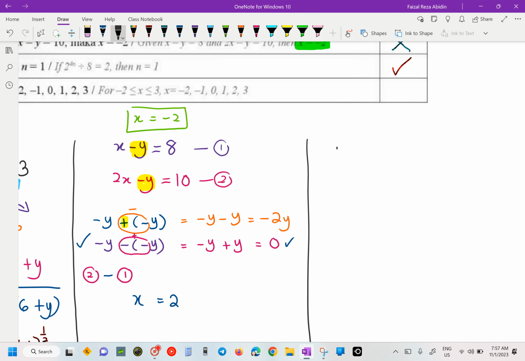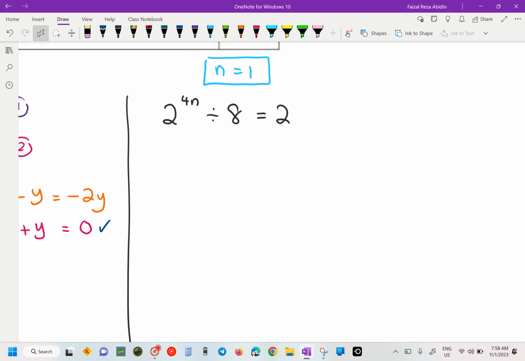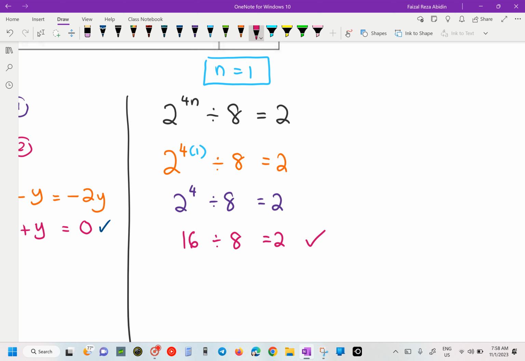Okay. What we have over here? 2 to the power of 4n divided by 8 equals to 2. The question gave to us what? n equals to 1. This one is given by the question, isn't it? Okay. So we are going to determine, is it true or false? So what I'm going to do here, I just copy back 2, 4, and here with 1. Then the others divide by 8 equals to 2. So 4 times 1, 4. So you are going to have over here 2 to the power of 4 divide by 8 equals to 2. By using your calculator, 2 to the power of 4 is 16 divided by 8 equals to 2. Is it true? True.